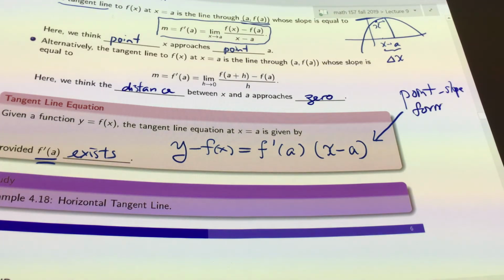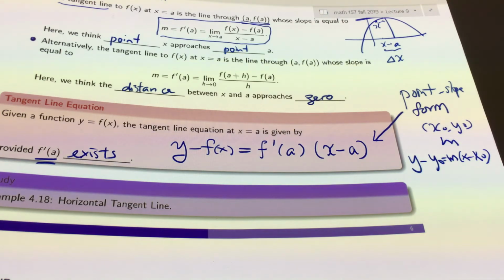This is called the point slope form of the equation. If you're passing through x naught, y naught, and the slope is m, then the equation is this. If you remember, you must have learned it in high school. So this is the point slope form, and I'm applying it to my tangent.